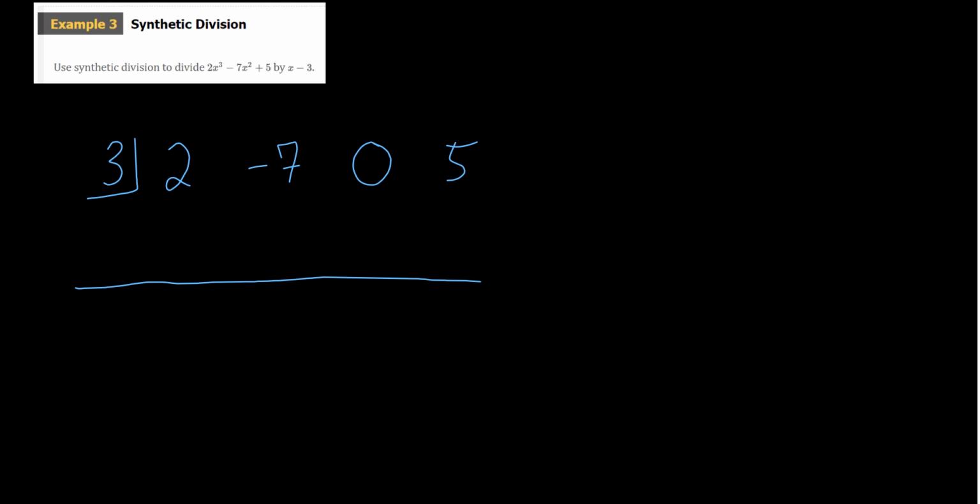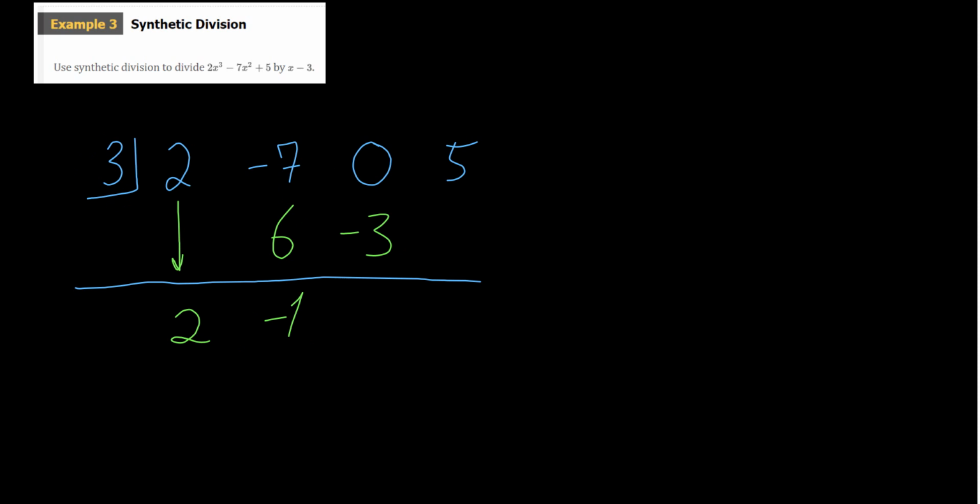So here we go. First things first, I'm going to immediately put that 2 down here. Then I'm going to take this 2 and multiply it by this 3. So 2 times 3 is 6. And then I'm going to do the arithmetic. Well, what is -7 plus 6? Well, that's -1. What's -1 times positive 3? Well, that is a -3.